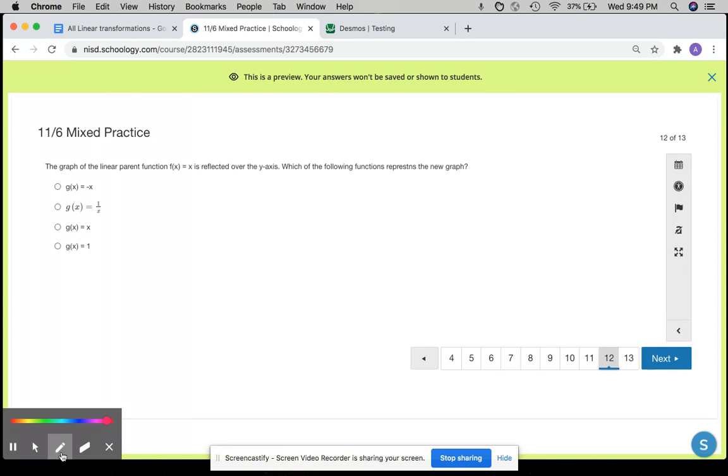Next question. The graph of the linear parent function f of x is reflected over the y-axis. So which of the following functions represents the new function? So you want to be careful. When we talk about reflection, we're talking about a negative. So a negative value with your x. Reflection over the y-axis.